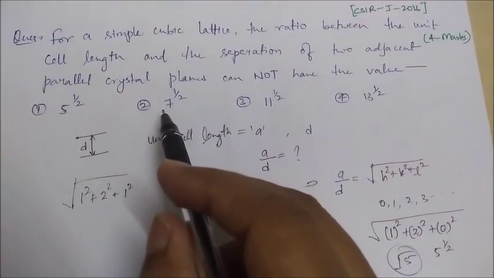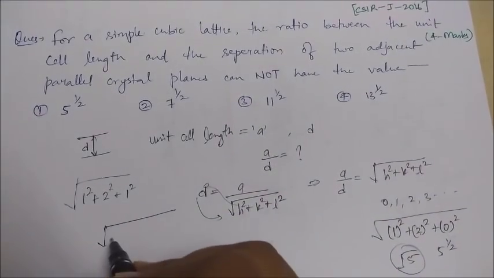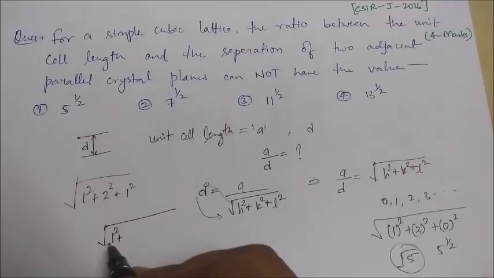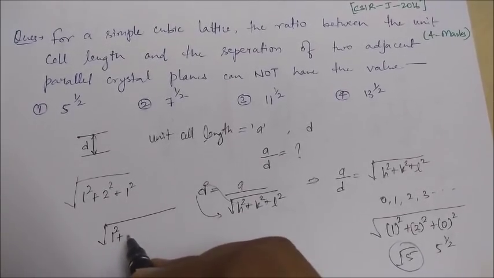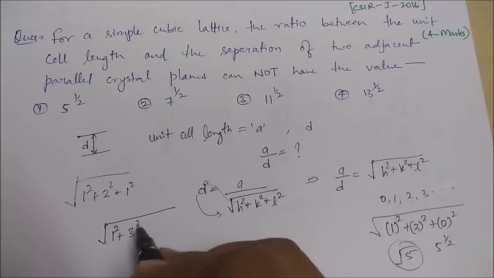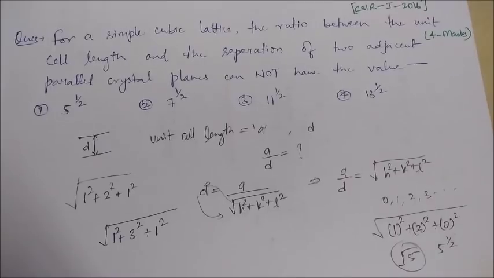And for 11, see how you can do. Take the smallest, 1² plus, and you can do this in many ways. You can take 3², which will be 9, plus 1 will be 10, and 1² will give you 11. So this is one way of getting 11.